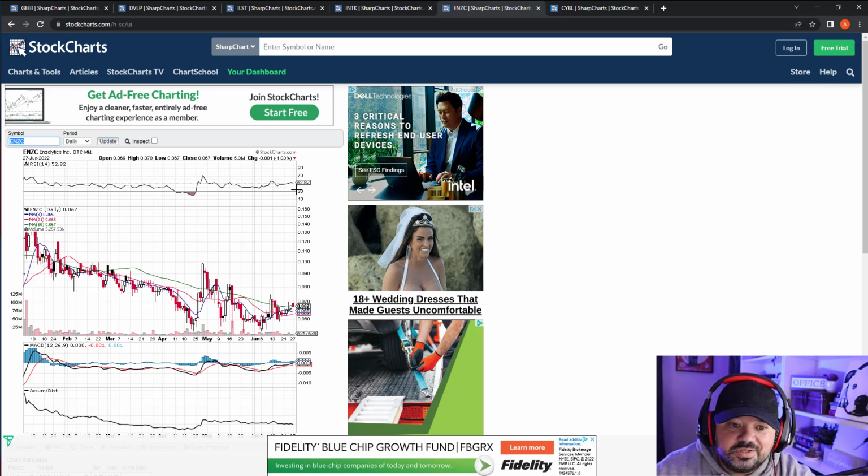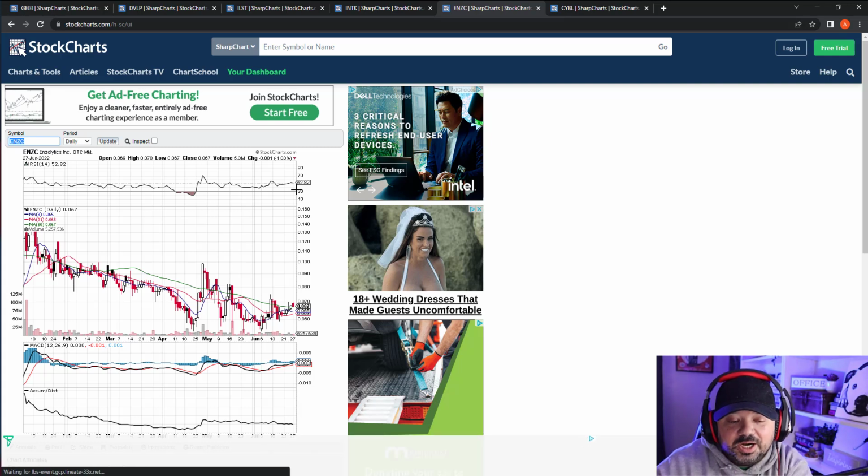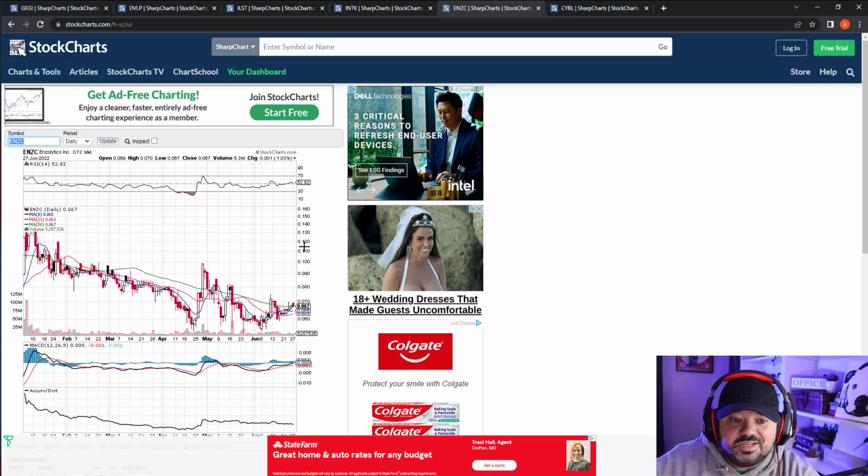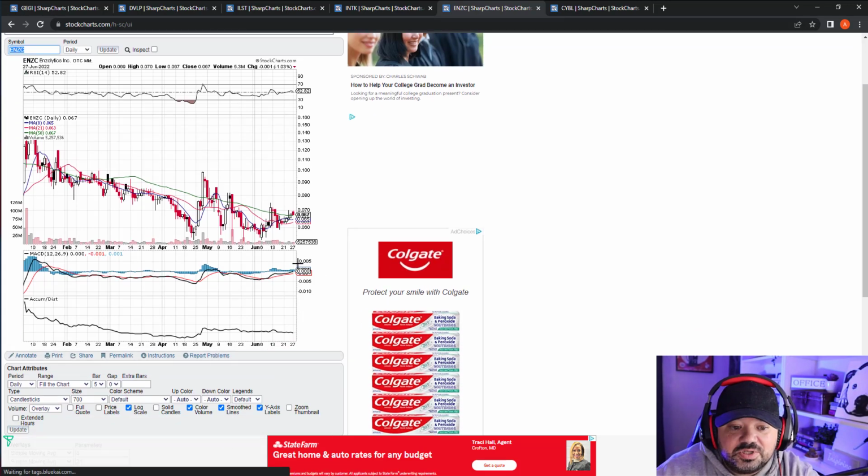Usually those are where stocks are just going to sit and stay until they get news. And that's when you'll see the accumulation start to go up. You'll see MACD start to curl up and so forth. So those are all indicators to keep an eye on.